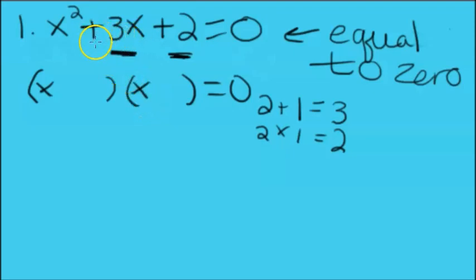So for our next one, we look at the signs. If this one's positive and this one's positive, we know that both of these are going to be positive. And then we put our numbers in there, 1 and 2. So let's go ahead and recheck our answer.